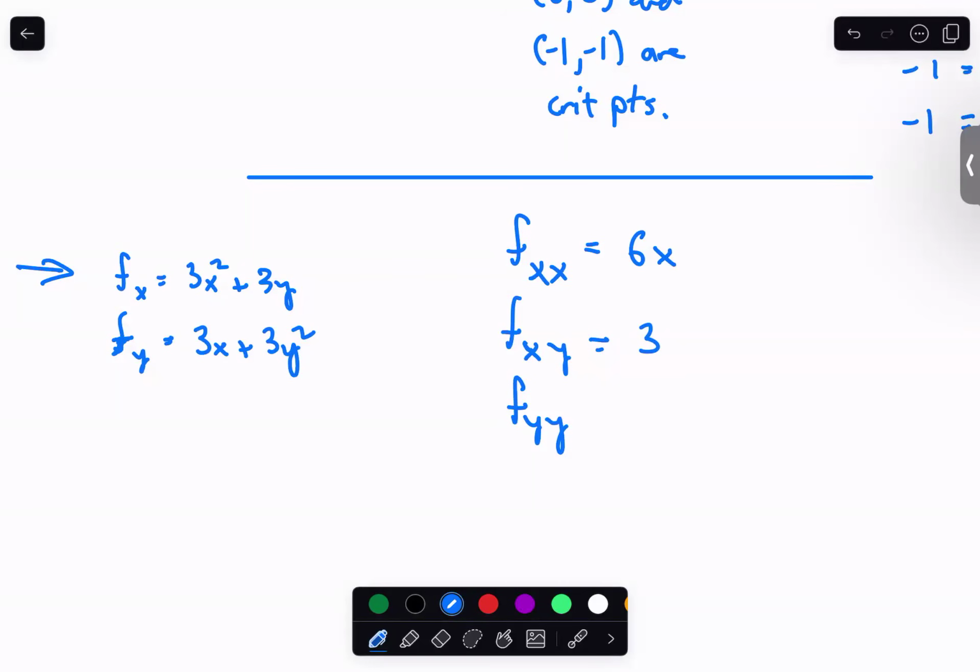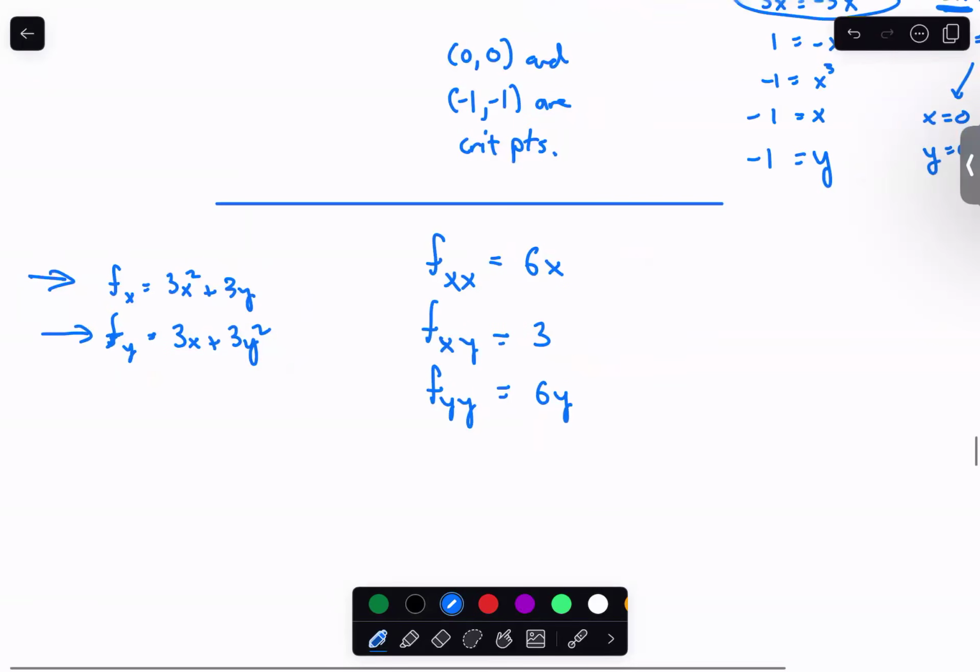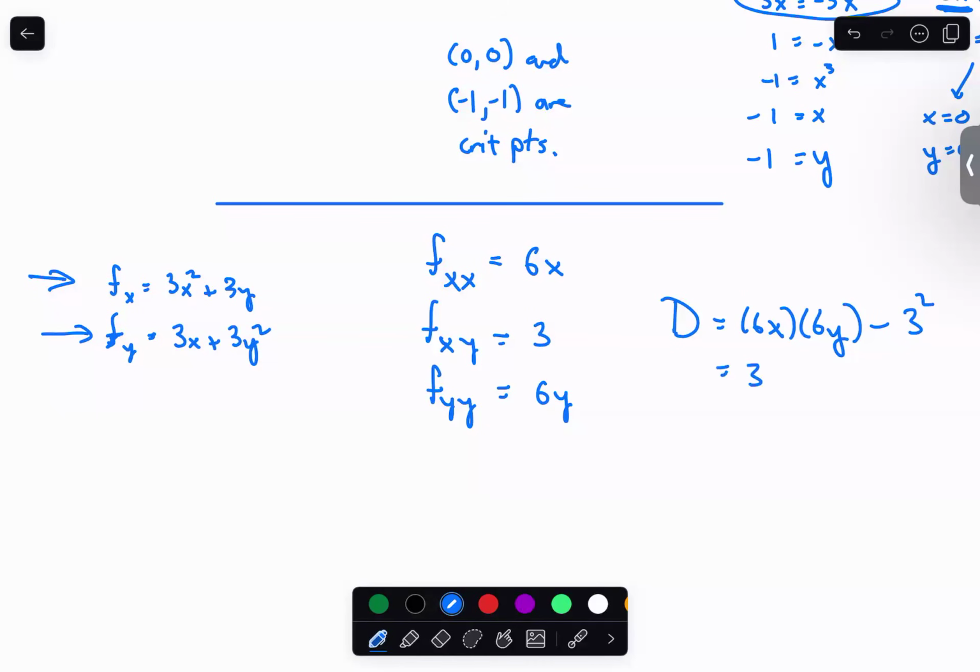And then finally, I need two derivatives both with respect to y. So I'm going to start with my first order partial derivative here and take another derivative with respect to y. That's going to give me 6y. So this d value is going to be 6x times 6y minus 3 squared. There it is, fully simplified.